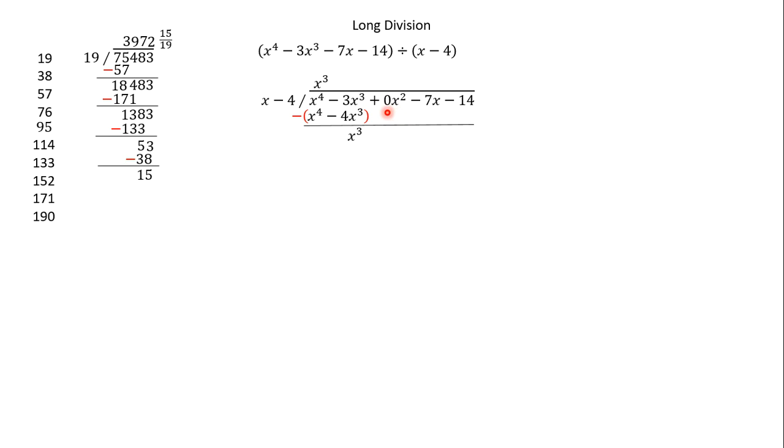And notice here we have 0x squared. You don't actually have to have that there, but it's nice to have at least a space so that your work's not going to get all cluttered. So we have the x cubed. We can bring the rest of it down.